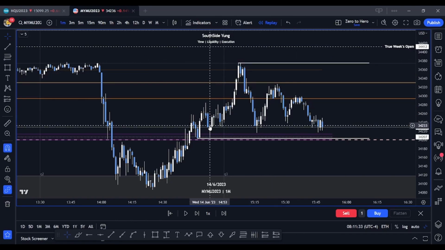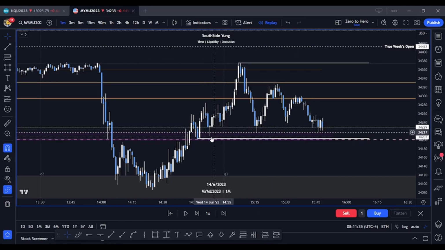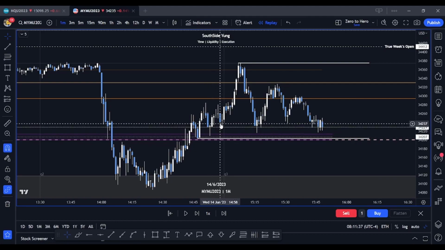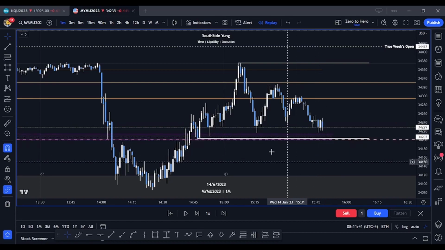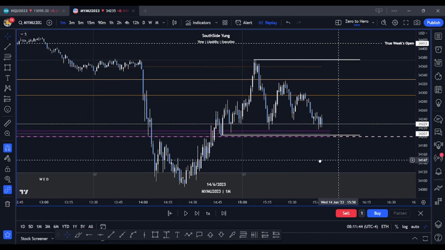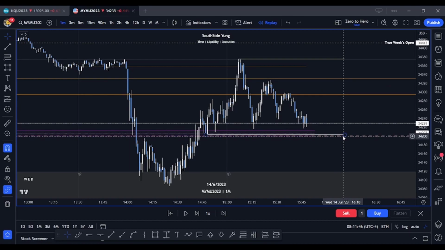You're gonna see like this low gets put in, doesn't take it out. This low gets put in, doesn't take it out. Here, here, and here, right? So your extreme lows on a ranging environment, this is where I like to pick up my trade.